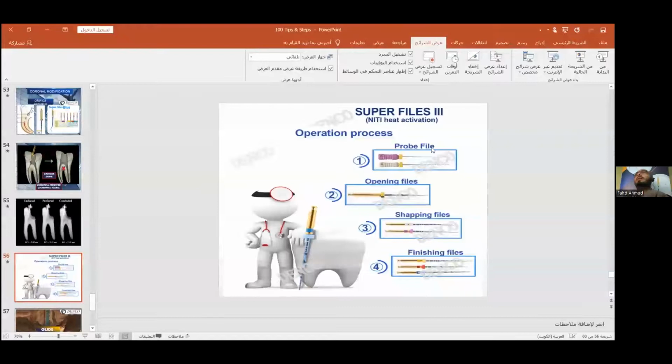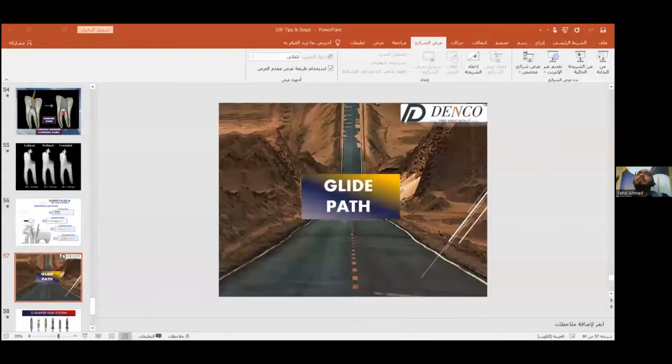Here we are, the glide path. What is the glide path? Can you tell me? Yes. It is what we do to prepare a path to insert the file easily in the canals. DINCO provides D-shaper files with a glide path file that makes the rotary endodontic treatment easier, which is a combination between strength and flexibility.